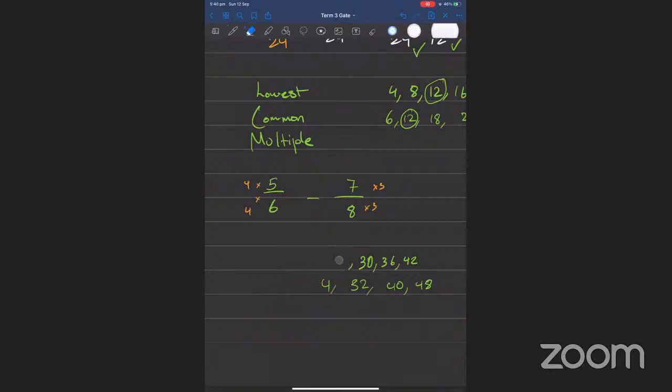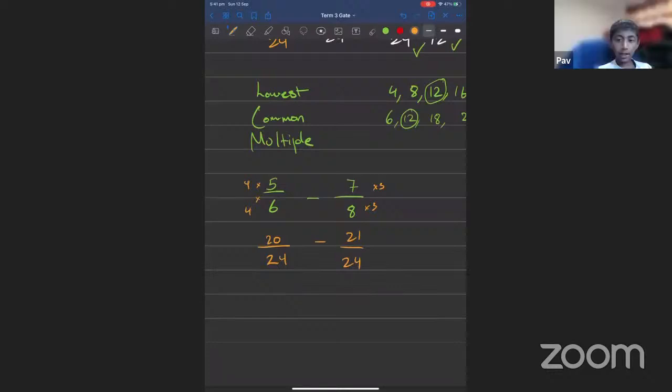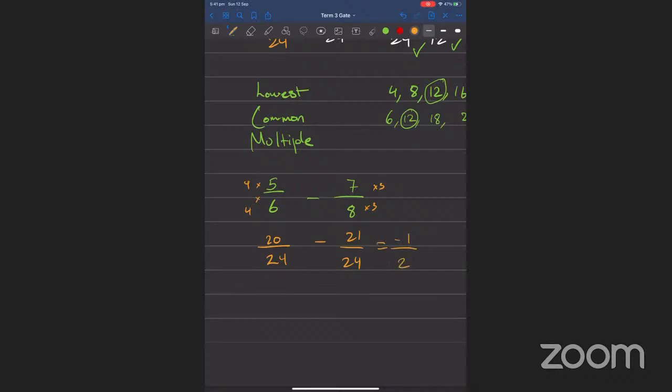So rub that out. And now again, 4 times 5 is 20. 4 times 6 is 24. 7 times 3 is 21. 8 times 3 is 24. What? We messed up somewhere. I messed up somewhere. Yeah, the questions are 1 over 4 minus 1 over 24. That's my fault. I should have thought about it properly. So the answer is -1 over 24.